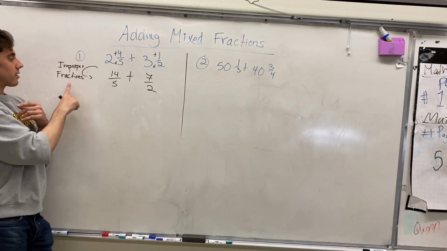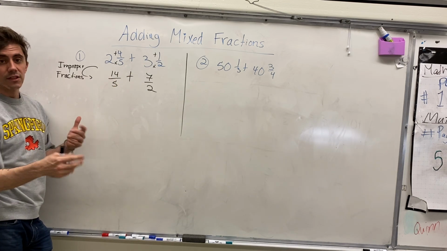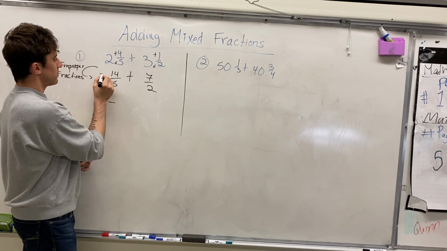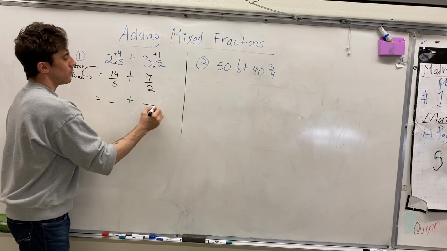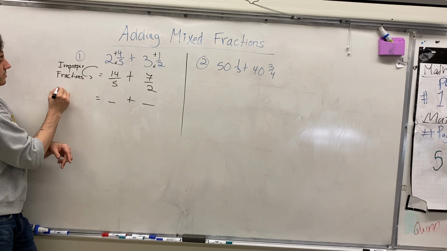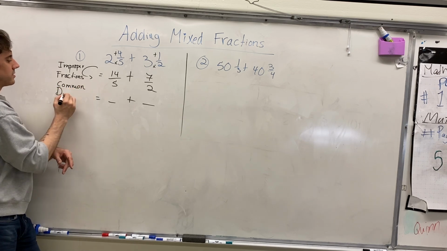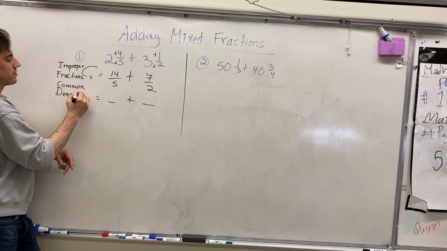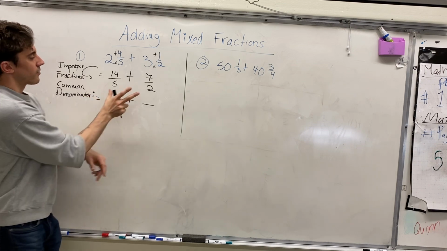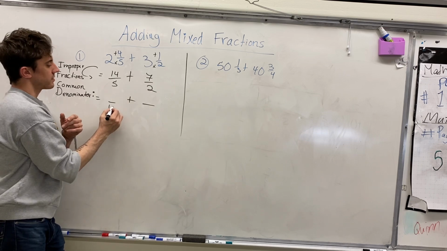And now that we have our improper fractions, it's back to business as usual. We're just adding two fractions like we've always done. And so we have our denominators of 5 and 2, so we think to ourselves, what would our common denominator be? I'll write that explicitly as well. Common denominator. For 5 and 2, the smallest number that is a multiple of both 5 and 2 is clearly 10.